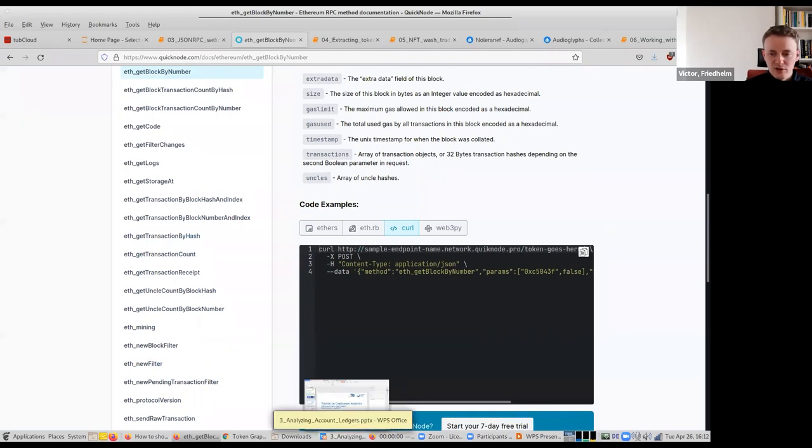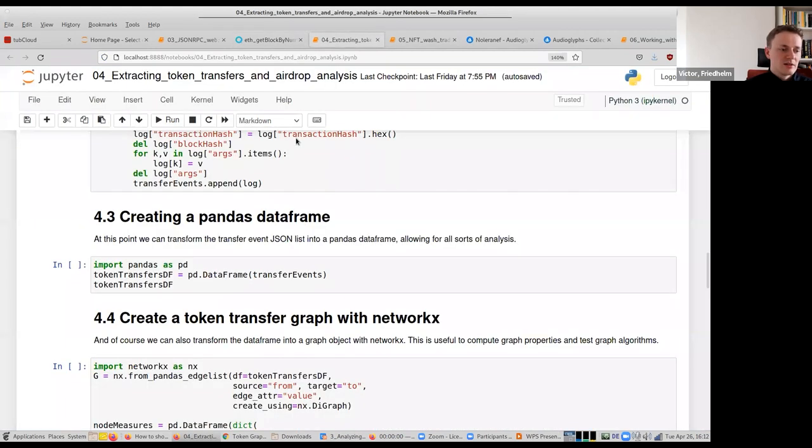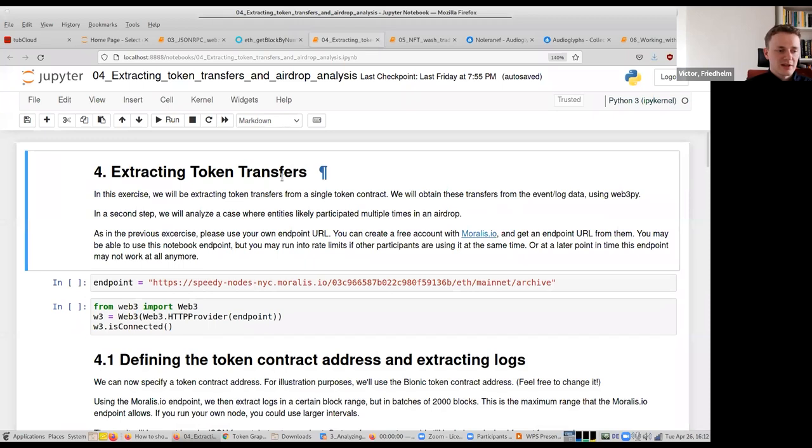Are there any questions at this point, by the way, before I move on to the next exercise? Okay, no questions. Then we'll move to the next exercise, which is on extracting token transfers.